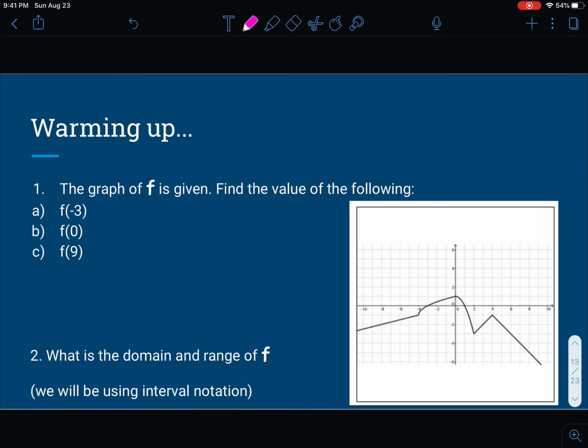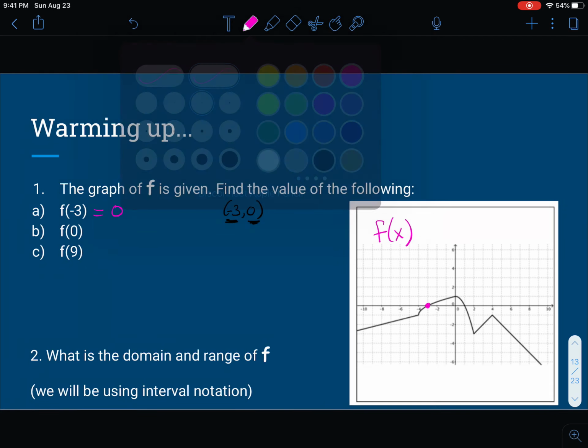Okay, so for this warm-up, this is the graph of f. So this is our f of x. And we want to evaluate and find f of negative 3. So when I look at this, f of negative 3, we see this point when I have an input of negative 3, my output is 0. So that answer would be 0. And again, what we're thinking is that we have the point negative 3, 0. So when the input is negative 3, the output is 0.